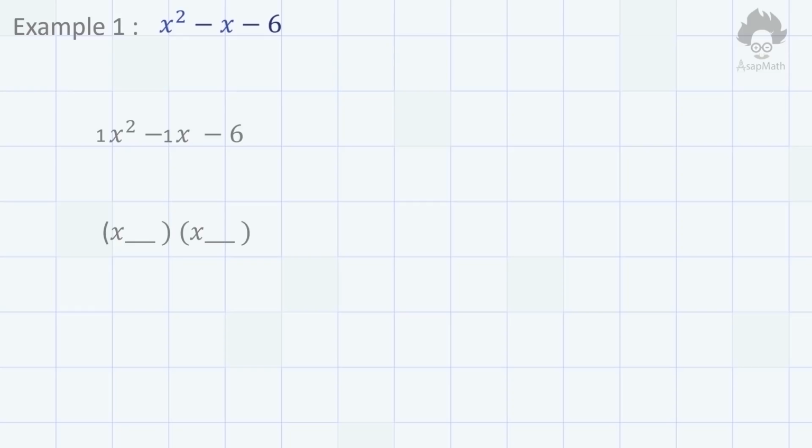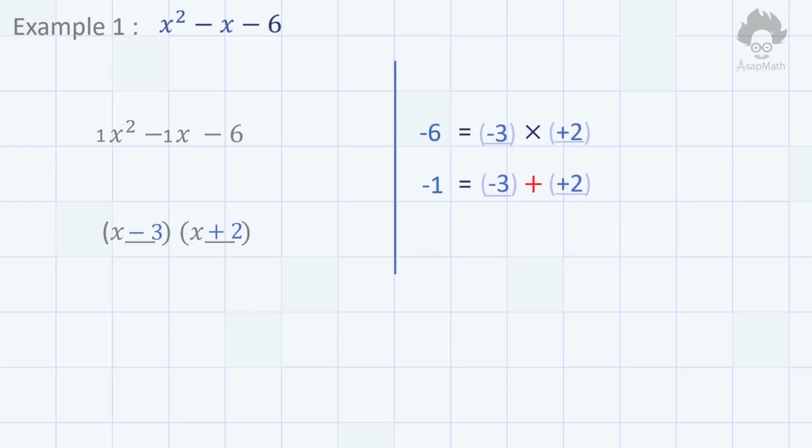First, we should take the multiplication of the coefficient of x squared and the constant term. Here it is minus 6. Then we should take the coefficient of the x term. It is minus 1. Now we have to find two factors of minus 6 such that their addition is equal to minus 1. Minus 3 and plus 2 satisfy both conditions. Now we can fill two linear expressions with these factors. We have found the answer.